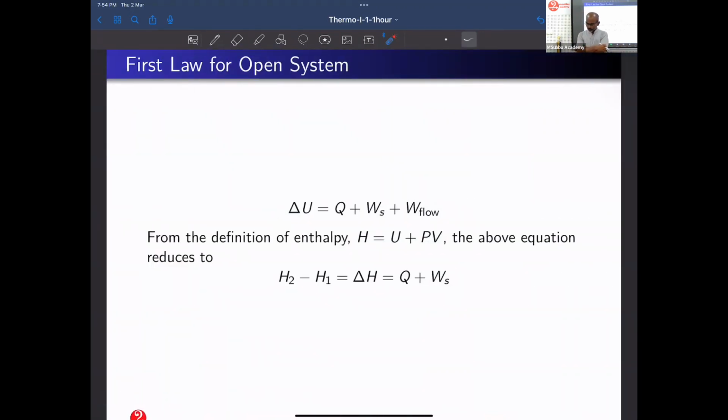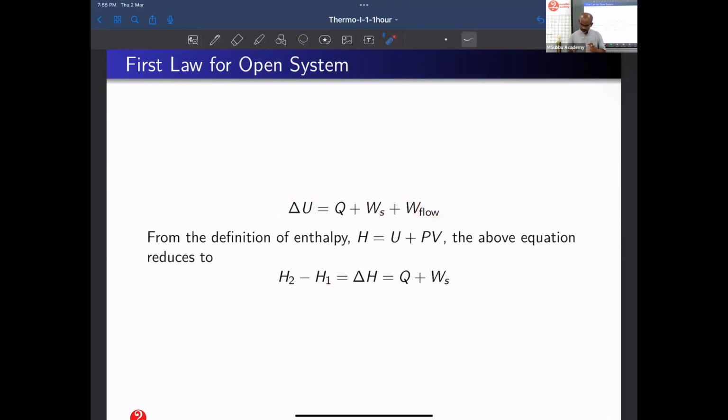First law for open system. Of course, from the same first law equation, already we have delta U equal to Q plus W. W can be broken into two quantities. One is flow work, another is shaft work. The flow work, already we know this flow work is PV, and shaft work can be through the way of agitation or compression. So these are all coming in the way of shaft work. So from the definition of enthalpy, this delta U and flow terms will be combined to get delta H.